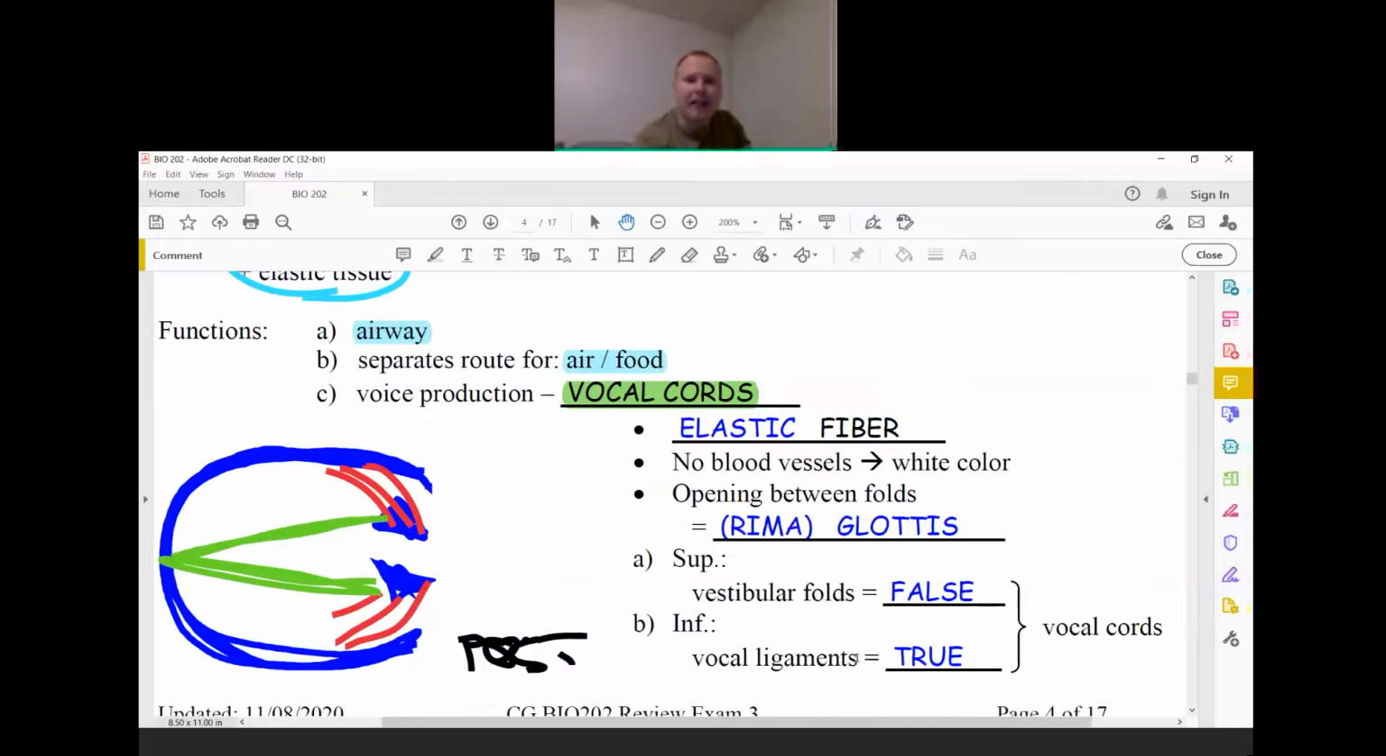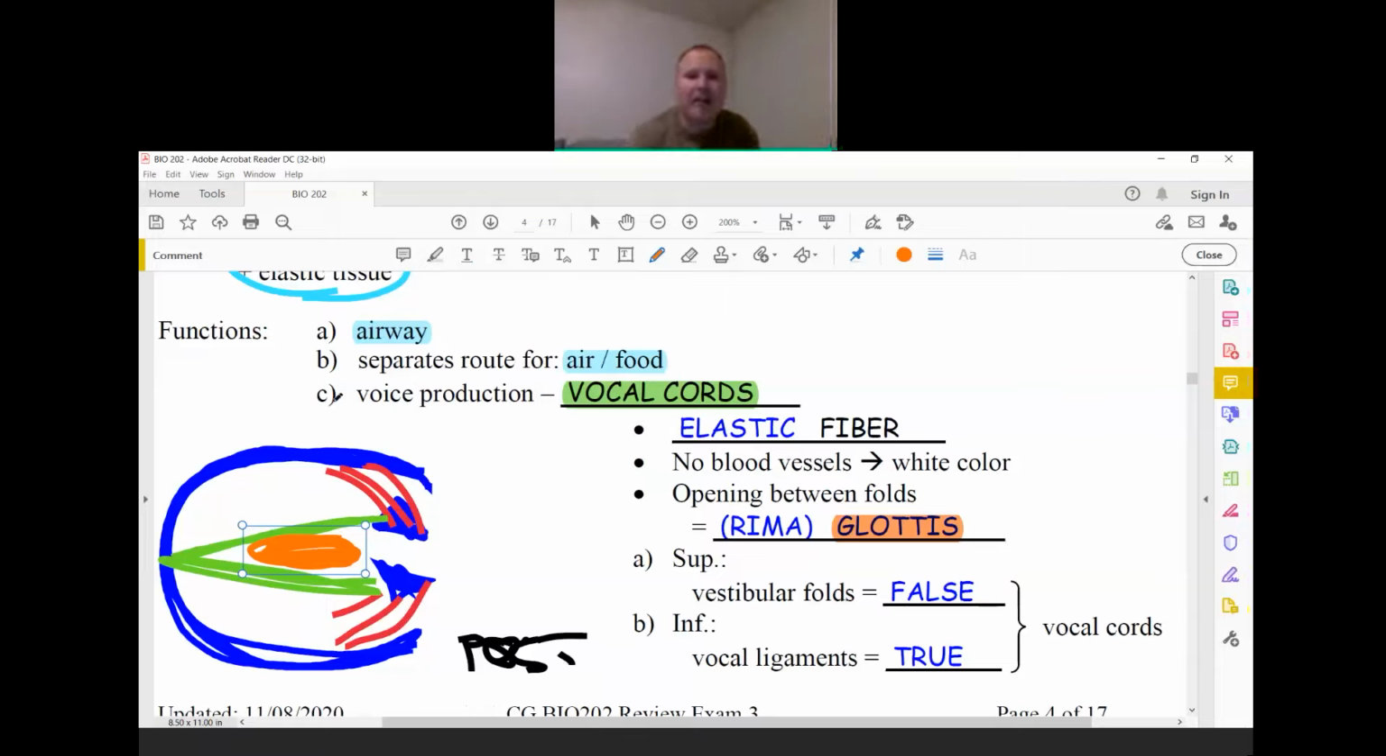What we're finding is that these vocal cords are made of elastic fiber. They're white in color, which tells us that there are actually no blood vessels within the vocal cords themselves. The space between the vocal cords is known as the glottis. This is where the air would go through, and the vibration would be generated in response to how tense or loose these vocal cords would be.